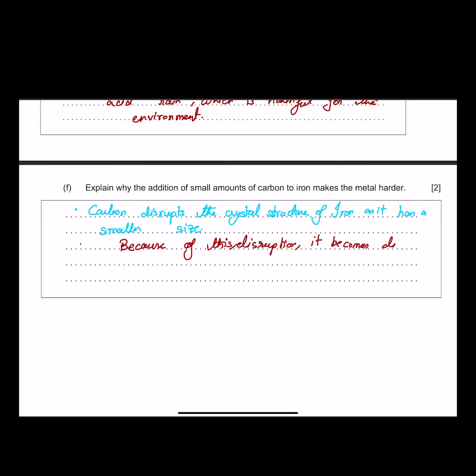So we can write like this: carbon disrupts the crystal structure of iron as it has a smaller size. So because of this disruption, it becomes difficult for the layers of iron atoms to slide over each other. Okay, so that would be the answer to this question.